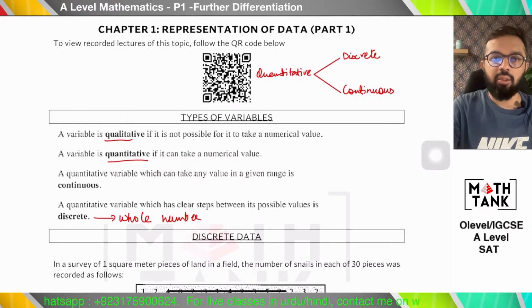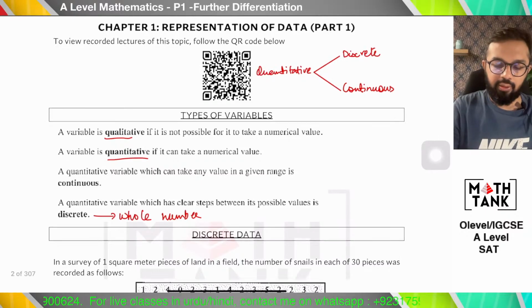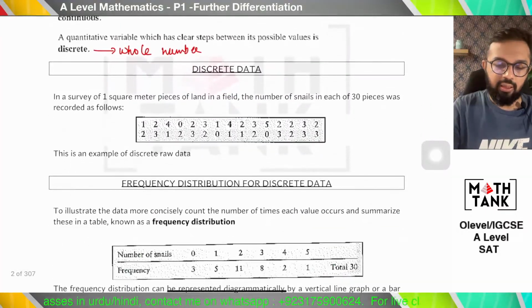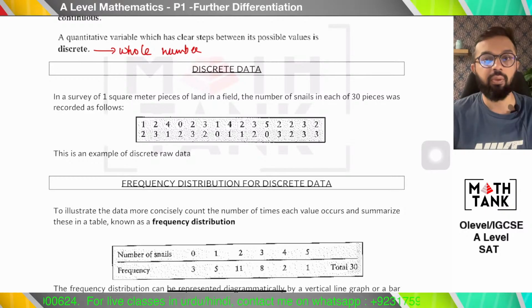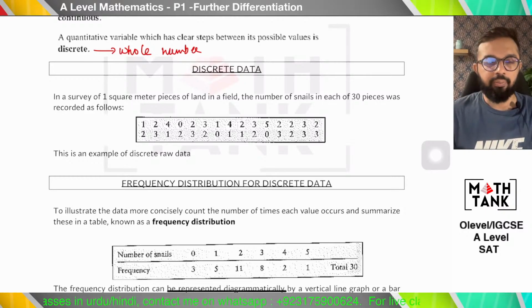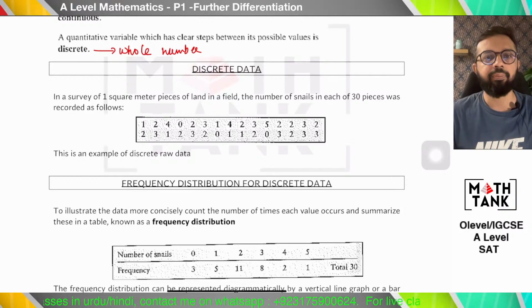Again, why is the distinction important? Because when we go on and study probability, there are different ways of calculating probability for discrete variables and different ways of calculating probability for continuous variables as well. The first thing that I then have is discrete data. It says in a survey of 1 square meter pieces of land in a field, the number of snails in each of 30 pieces was recorded as follows. So number of snails, discrete variable. You cannot say that someone found 3.5 snails or 3.8 snails for that matter. So that is a discrete variable.